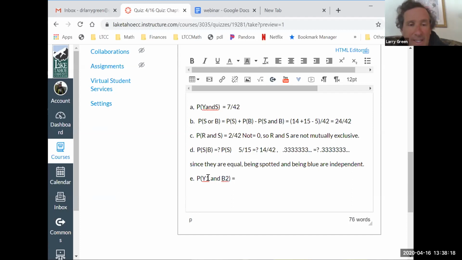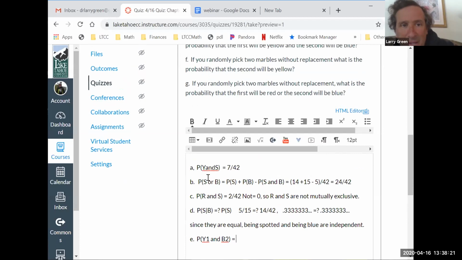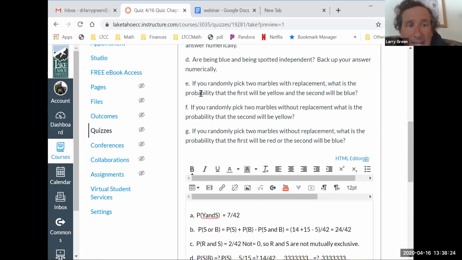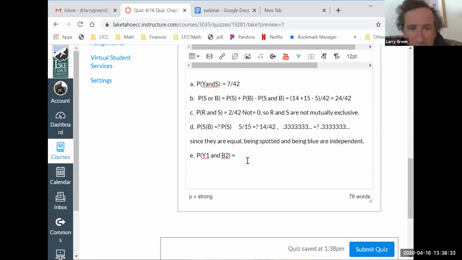But here's the nice thing. This is really important. And we talked about this a couple days ago, is notice that in E, it says with replacement. So when you have with replacement, then what you can do is you can say they're independent. With replacement's always independent. This is the probability of Y1 times the probability of B2. So what's the probability that the first is yellow? And this is a matter of counting, basically, or given the count, finding the count. So notice that there were how many yellows?